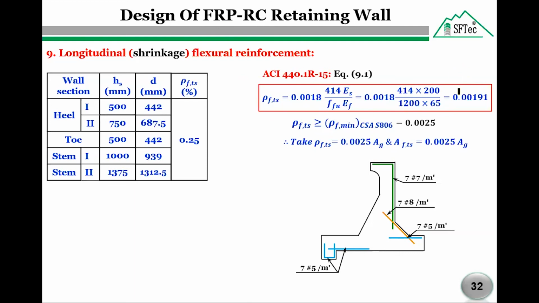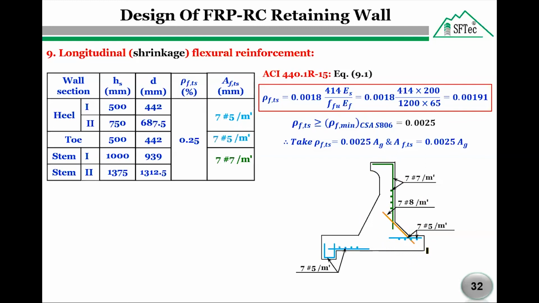So, the shrinkage reinforcement from ACI equals 0.191% and from the Canadian standard S806 equals 0.25%. So the shrinkage reinforcement ratio will be taken 0.25% for all sections. Based on the average thicknesses for the stem and heel slab, 7 bars number 7 per meter and 7 bars number 5 per meter are assumed as shrinkage flexural reinforcement for these two sections. As we see here, 7 number 7 for the stem and for the heel 7 number 5. While the amount of shrinkage reinforcement based on the constant toe section is 7 bars number 5 per meter run.